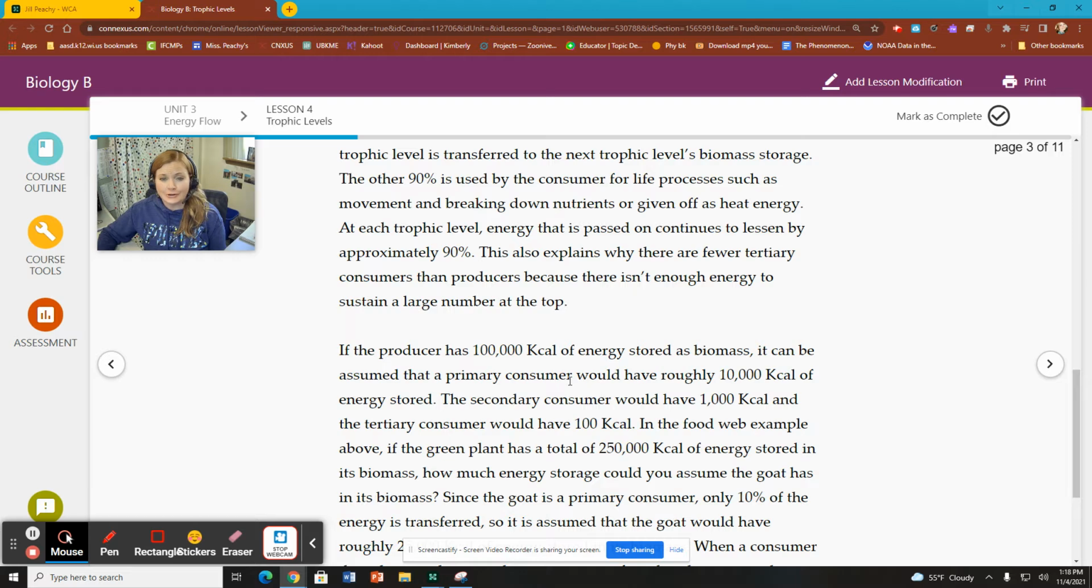Kilocalorie is just an energy unit when you have food, which I don't have any with me right now, but sometimes I have snacks at my desk. But today I don't have snacks at my desk.